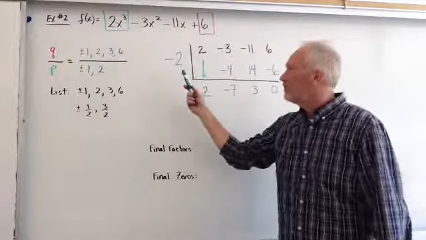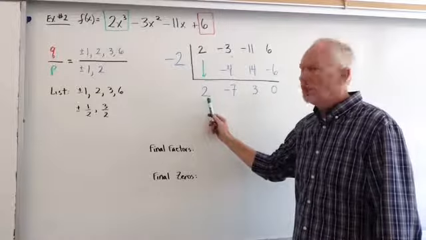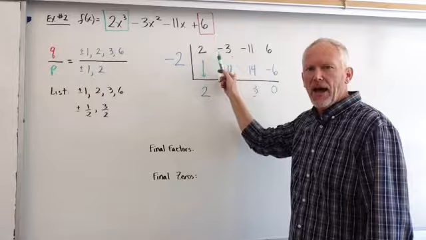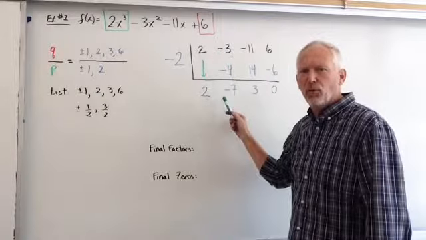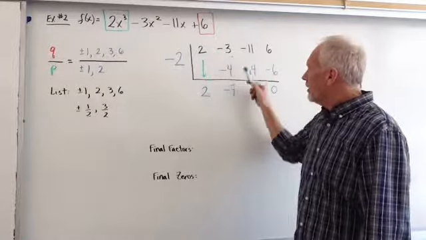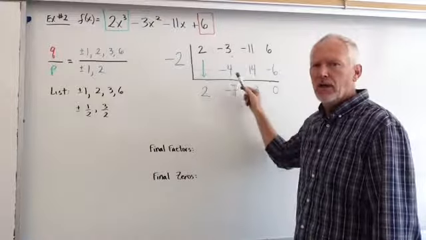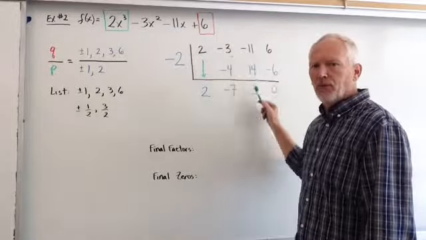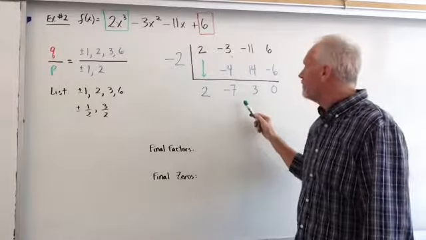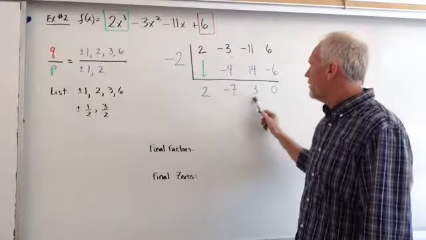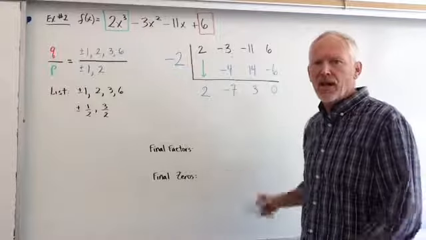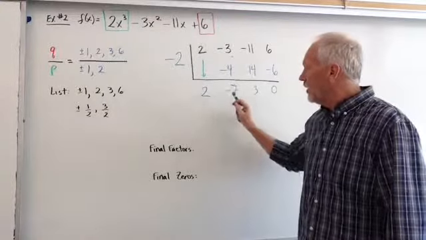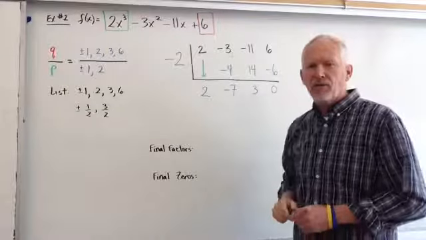So let's just walk through it. Again, you bring down your 2. -2 times 2 is -4. I add -3 plus -4 is -7. Then -7 times -2 is +14. -11 plus 14 is +3. When I take -2 times 3, it's -6, and I get a 0. Which leads me to 2, -7, +3.